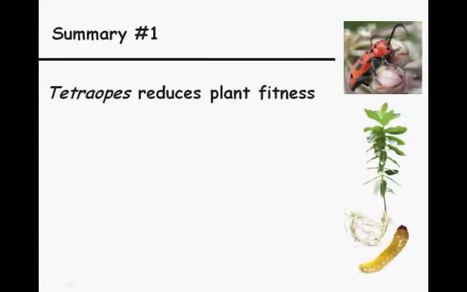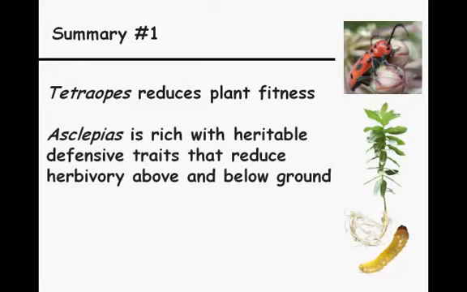So to conclude from part 1 of the talk, what I hope I've shown you so far is that Tetraopes, these 4-eyed beetles, specialists on milkweeds, reduce Asclepias fitness at realistic densities. The milkweeds are rich with heritable defensive traits that reduce herbivory both above and below ground. So the herbivore's life cycle dictates that it deals with both. It appears to be the chemical compounds underground and the latex and the trichomes above ground.